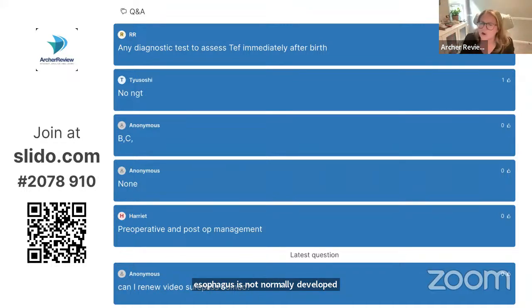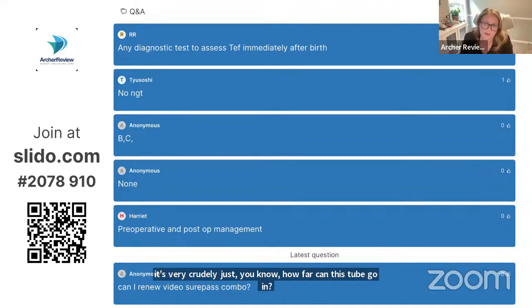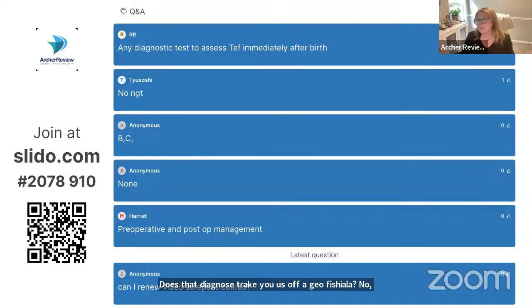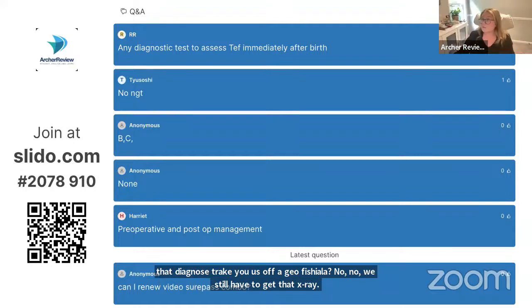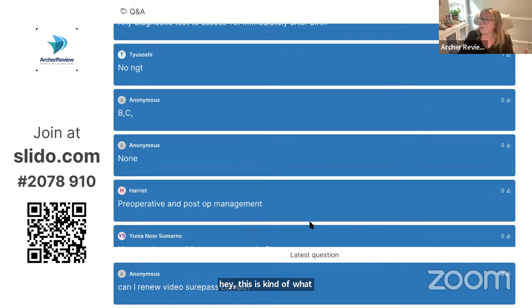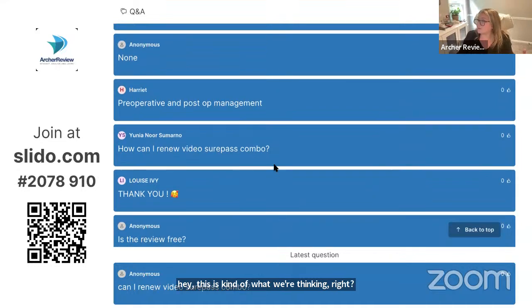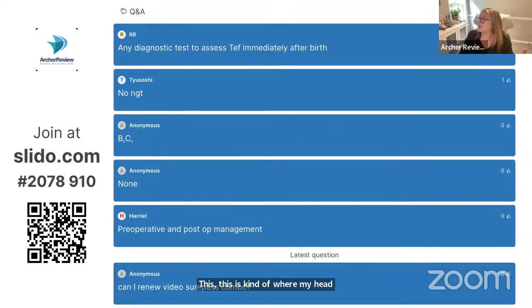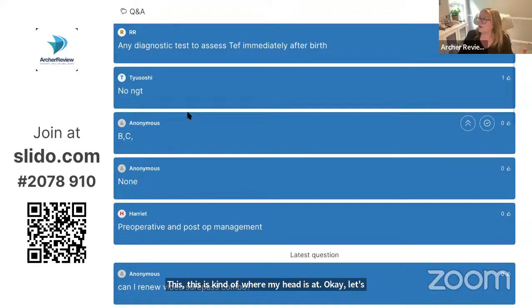Does that diagnose tracheoesophageal fistula? No, we still have to get that x-ray. We've got to get the imaging. But it can let you know, hey, this is kind of what we're thinking, right? This is kind of where my head is at. Okay, let's see. That's that one. We've got it.